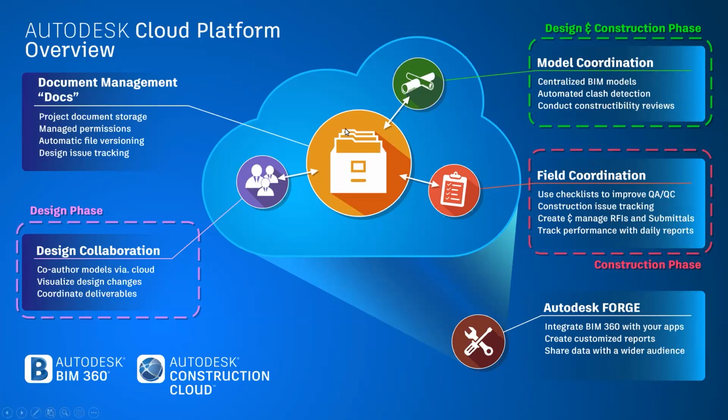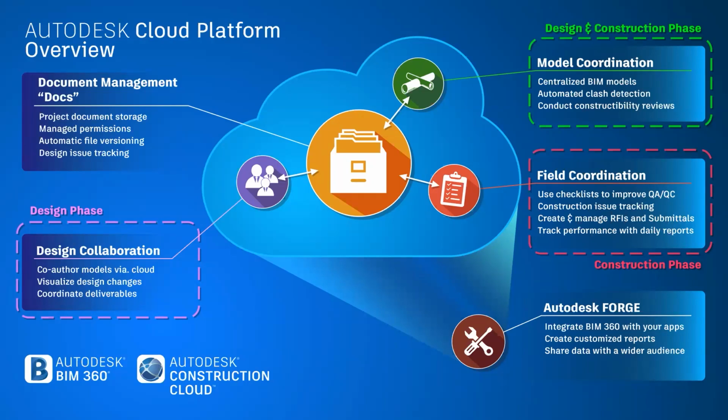There's another module for model coordination. This module is used to reference several disparate CAD models together into a centralized BIM model. From there, you can view the properties of the various models. You can do automated clash detection. You can also do constructability reviews.